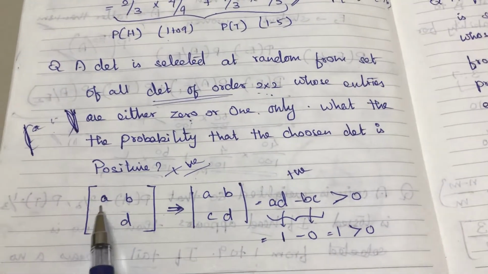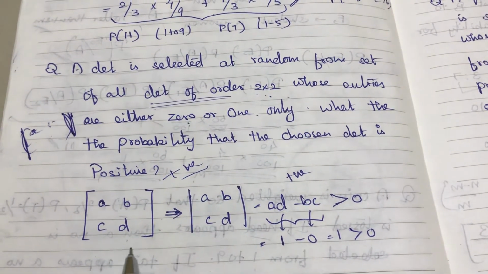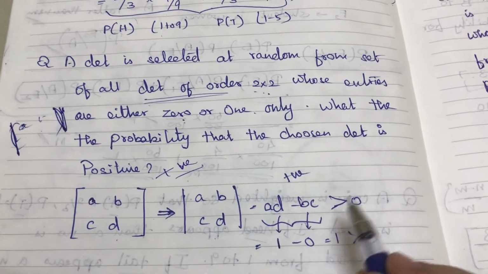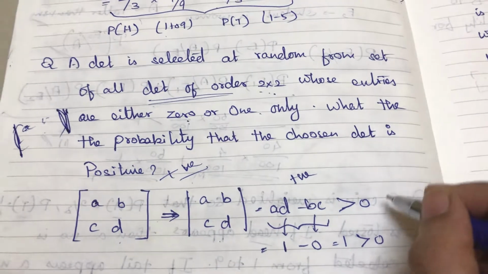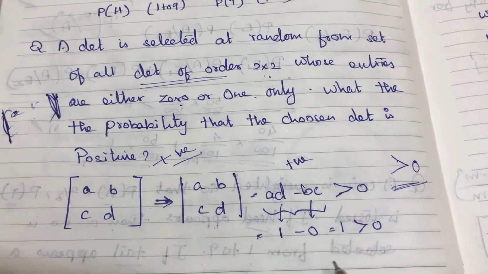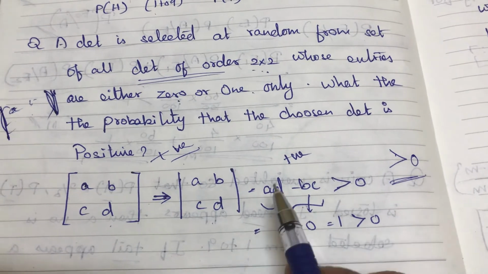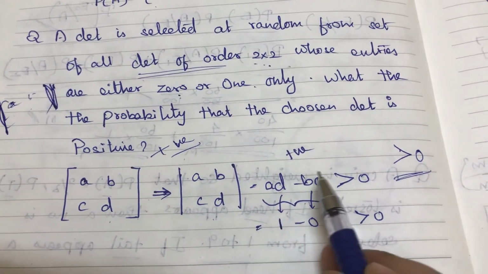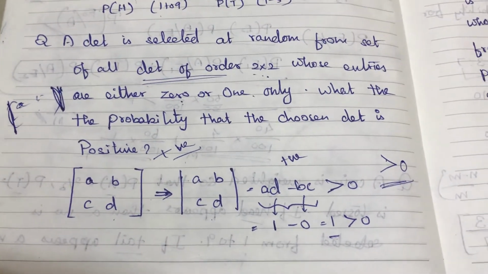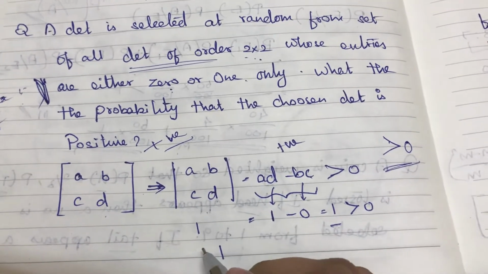So I am taking the matrix as A, B, C, D. What is the determinant value? AD minus BC, right? I need to get only positive values. Positive value means greater than 0. So the only possibility is that I need to get AD as 1 and BC as 0. If the product of AD is 1 and the product of BC is 0, I will get the value 1, which is greater than 0. So I need to put AD as 1 and BC as 0.